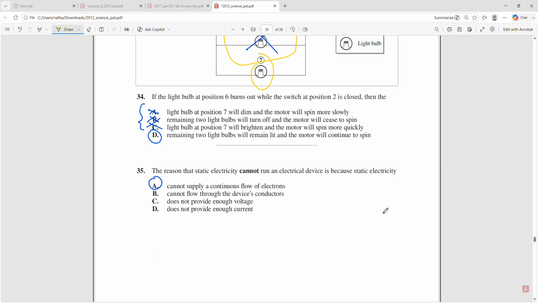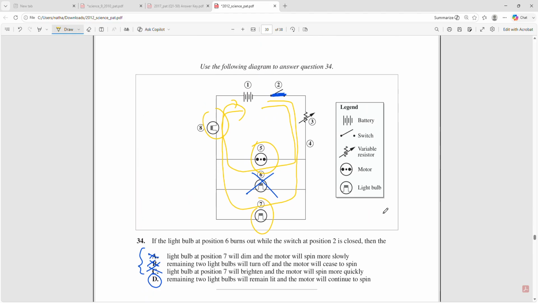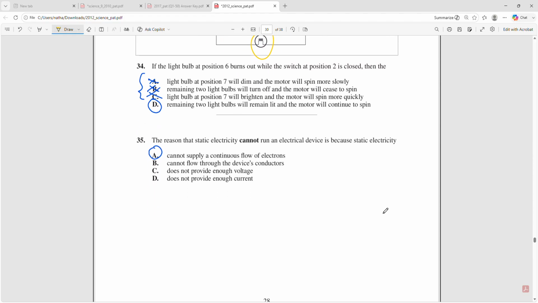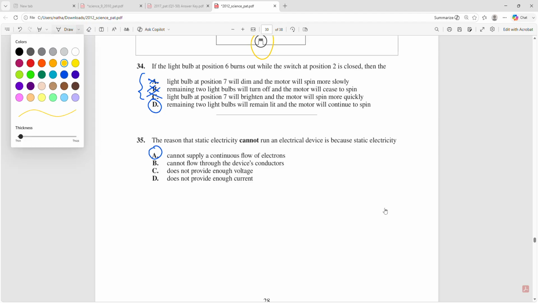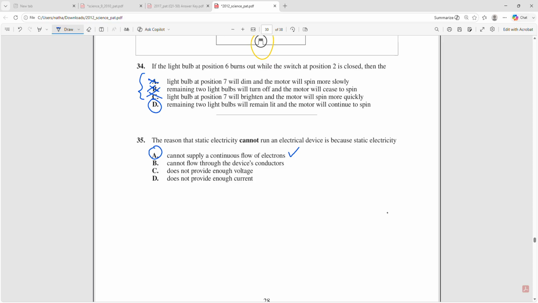Question 35. The reason that static electricity cannot run an electrical device is because the static electricity cannot supply a continuous flow of electrons. It can discharge quickly, like a lightning bolt or a spark from a sweater, but it's very instantaneous, and as soon as that charge transfers, that's it. There's no continuous flow of electrons.